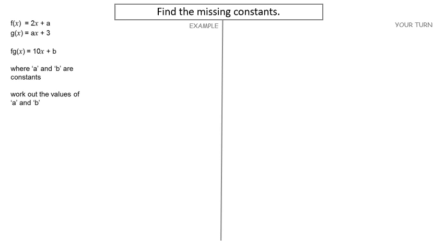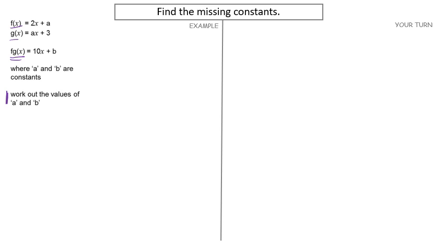The second type of problem I want to look at is a bit more complicated. So we've got f of x here, and we can see that's equal to 2x plus a. So plus a constant, a number we don't know what it is at the moment. g of x is equal to ax plus 3. Now, these values of a in this question, they're going to be the same value. And we're told that f of g of x is 10x plus b, another constant. So we need to work out the values of a and b.